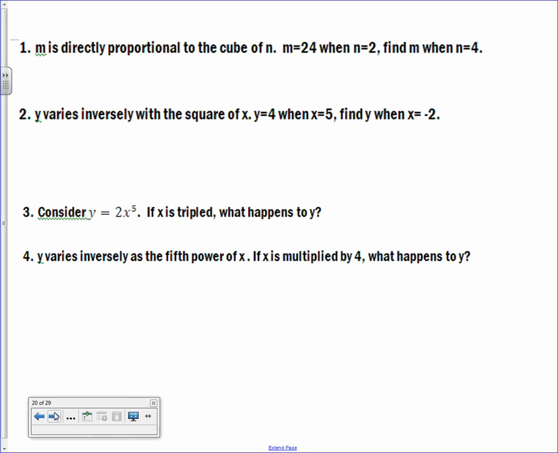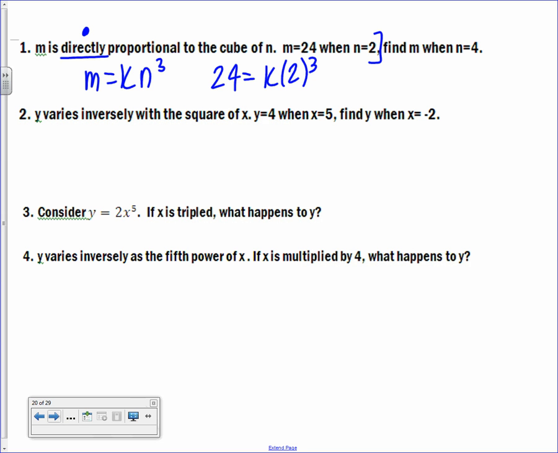Question 1 says m is directly proportional to the cube of n. Directly, hopefully remember, is multiplication. So I'm going to write m equals k n to the third. And then m equals 24 when n equals 2. So the first step is to pause there and solve for k.